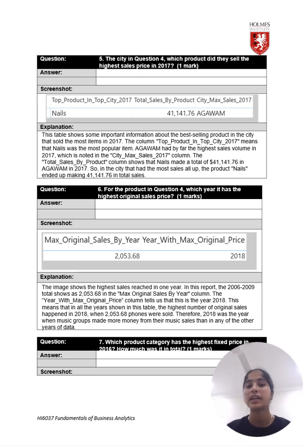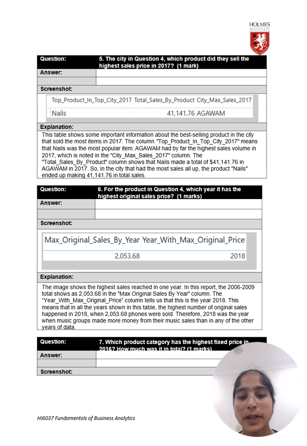Question number 5 is: for the city in question 4, which product did they sell at the highest sales price in 2017? Here we attach a screenshot which shows top product in top city 2017, total sales by product, city max sales 2017. Explanation: this table shows some important information about the best selling product in the city that sold the most items in 2017. The column top product in top city 2017 means that nails was the most popular item, and Agawam had by far the highest sales volume in 2017, which is noted in the city max sales 2017 column.